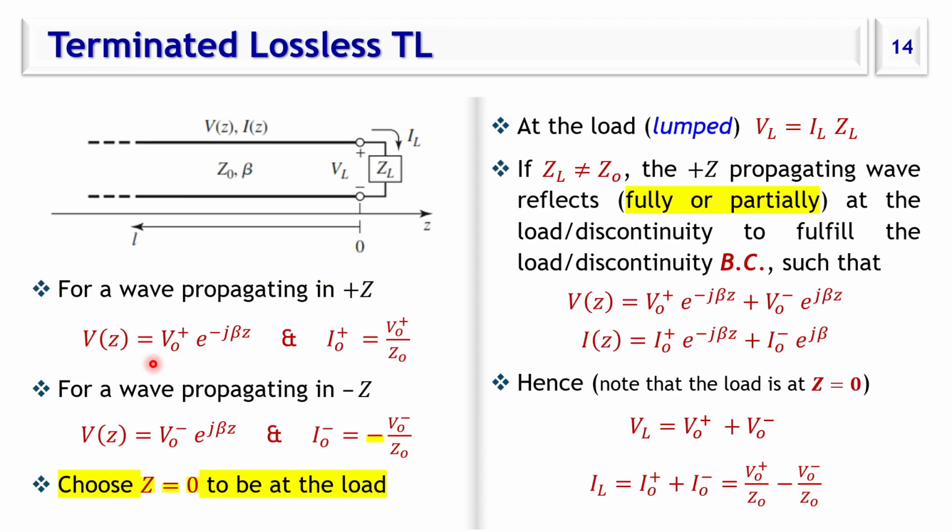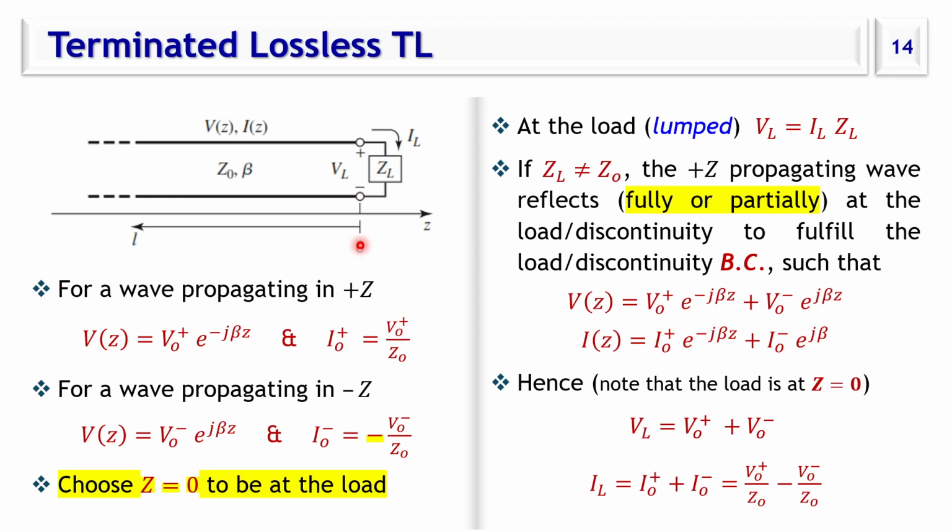So how would we define or find the V naught plus and V naught minus? As I said also, it is through the boundary condition. What kind of boundary condition do we have here? The boundary condition is that VL, the total voltage at the load, is equal to the total current at the load multiplied by ZL. So this is from circuit theory. The total current and total voltage must fulfill the boundary condition here, which is V at the load equal current in the load multiplied by ZL.